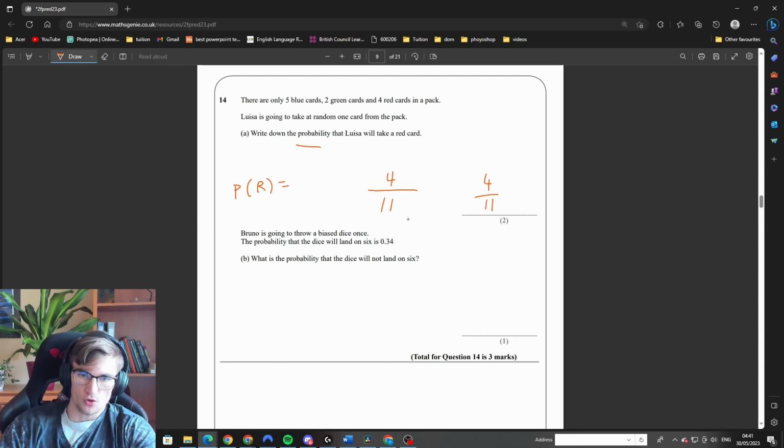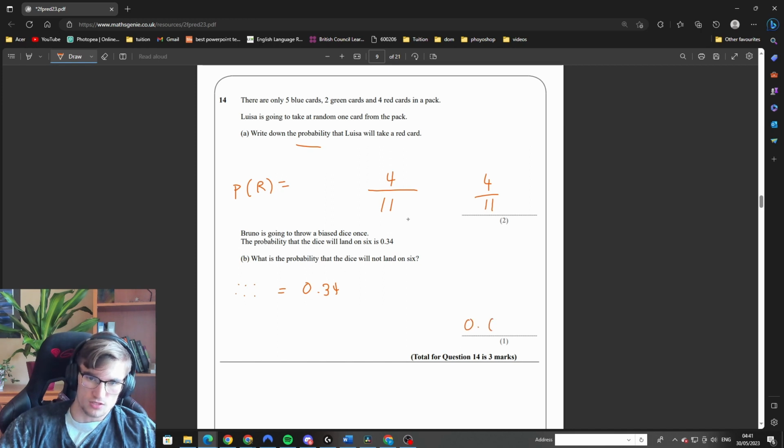Bruno is going to throw a biased dice. The probability that the dice will land on 6 is 0.34. What is the probability that the dice will not land on 6? So the probability that the dice will land on 6 is 0.34. Yeah, very good. 0.66. Excellent. Because it's just the remaining, because all the other ones are just going to be 1 minus 0.34. That's all the other possibilities, which gives us 0.66.